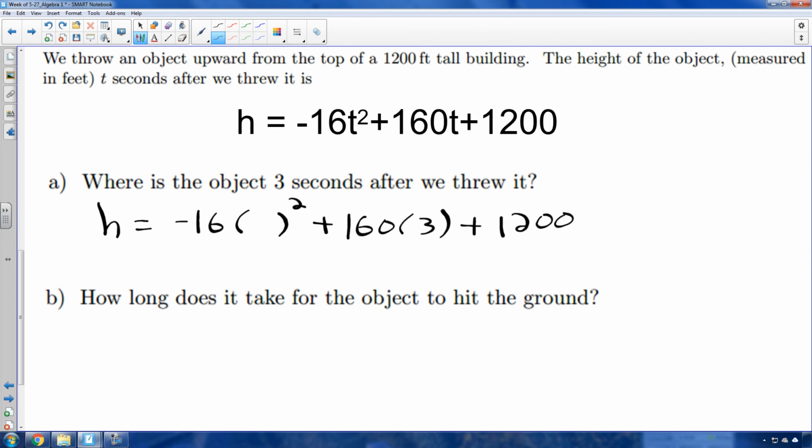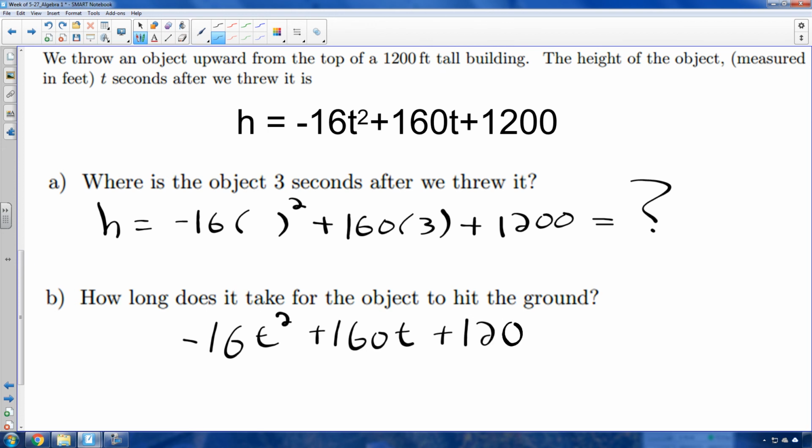And then they want you to tell them when the object is going to strike the ground. So the object is going to strike the ground when the height is equal to 0. So I'm going to put the height on the opposite side, and I'm going to set this equal to 0. Then you want to solve that, and that'll tell you when the object strikes the ground.